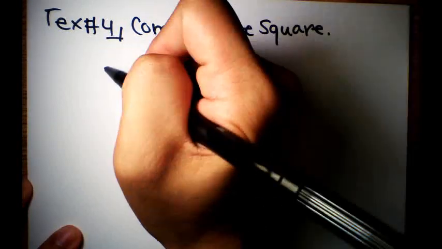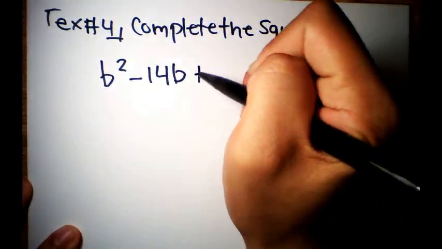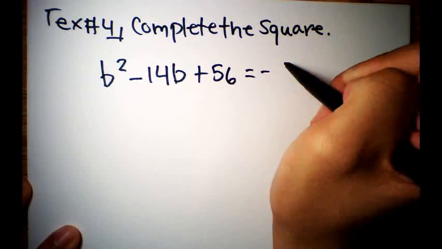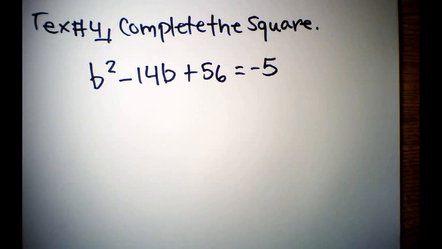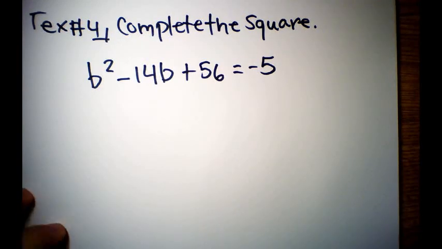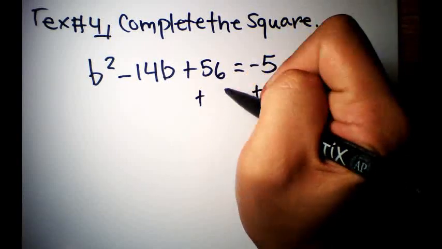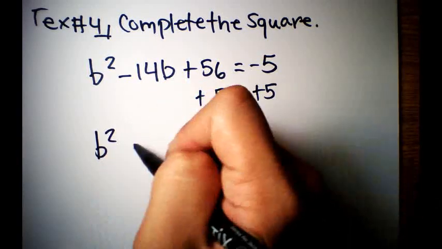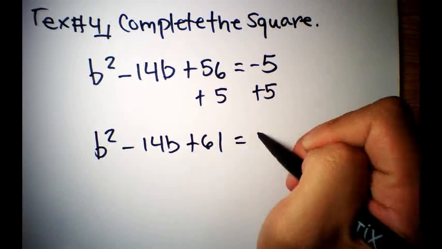Complete the square. Our equation is b squared minus 14b plus 56 is equal to negative 5. Okay, you should already be familiar with what you should do next, but if not, you see that negative 5, we just got to bring it over because we always need to have zeros on one side. So let's add 5 on both sides. So you have b squared minus 14b plus 61 is equal to 0.